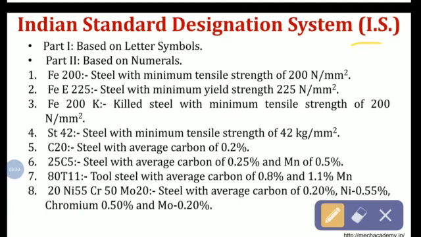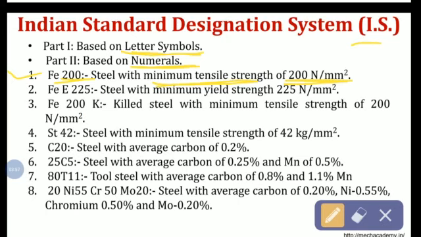Part 1 is based on letter symbols. Part 1 has some letters and part 2 has some numerals, correct? So the first example here is Fe200. What does this mean? Fe200 designation means steel with a minimum tensile strength of 200 Newton per mm square. So here 200 means a minimum tensile strength of 200 Newton per mm square, and Fe means steel. So here the letter symbol is Fe and the numeral is 200, correct?